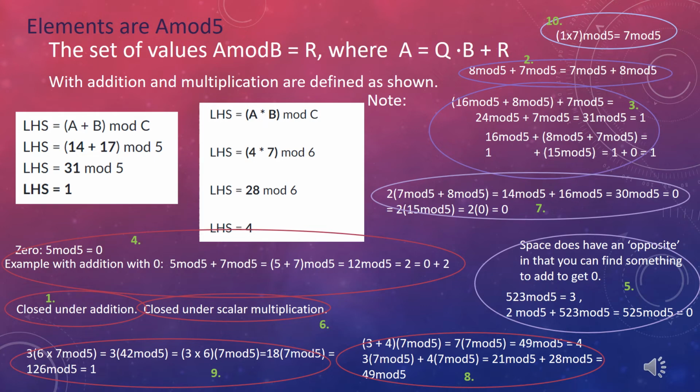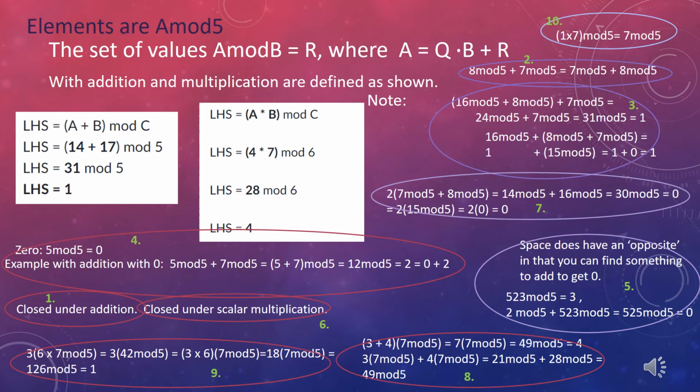I'm going to make it 5 mod 5. 5 mod 5 is 0 because the remainder is 0. And when I add 5 mod 5 to any other item, I get the same thing. It doesn't change the value. So my definition for 0 works.